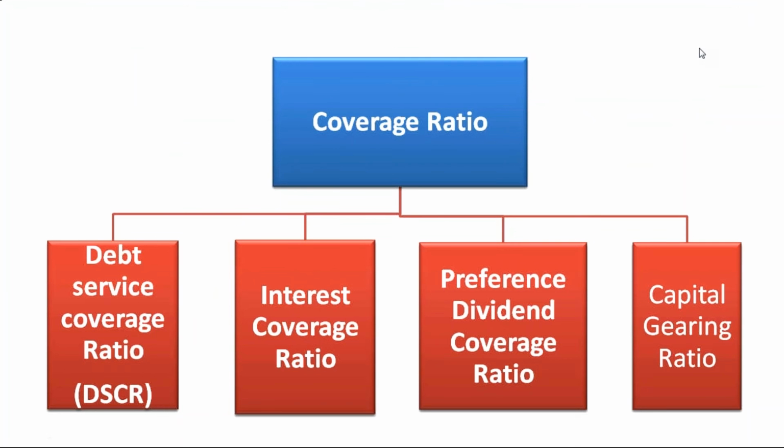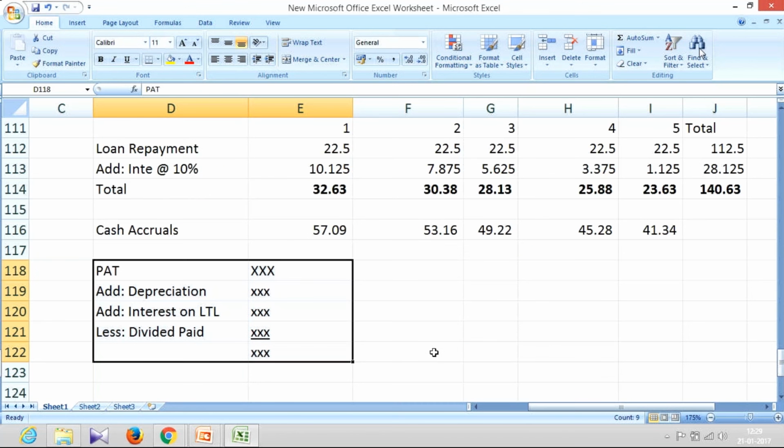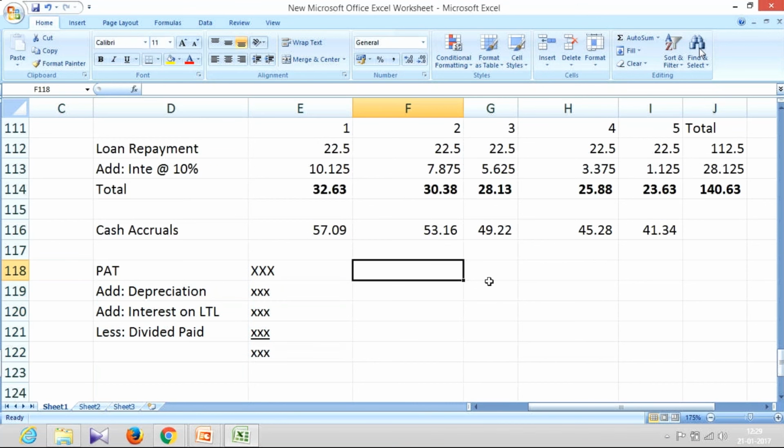The second ratio is the interest coverage ratio, and again this is a ratio which is very much liked by the bankers, because this ratio communicates how many times profits are covering the interest. Let's say I have to pay interest of 100. The banker would be interested in knowing how many times my profit would cover this interest.